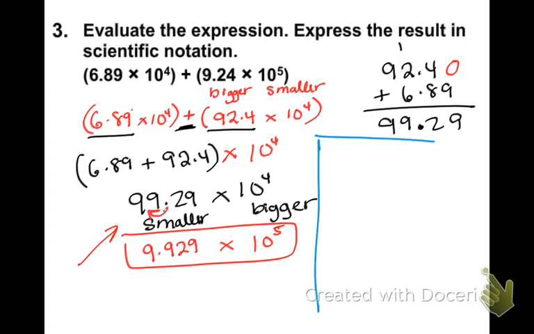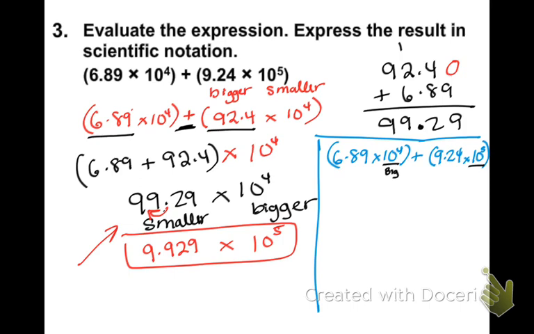Okay, so I'm going to just show you over here. I could have done 6 and 89/100ths times 10 to the 4th. I think if you go with the bigger one, there's less steps. Okay? And so then I'm doing 9 and 24/100ths times 10 to the 5th. Okay? So let's make them both bigger. You'll see it doesn't matter which one you do.